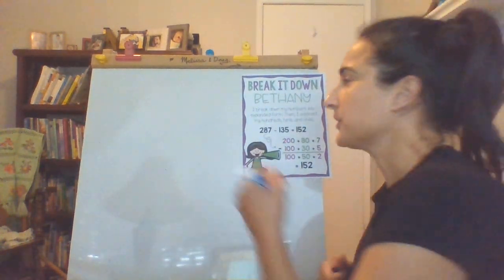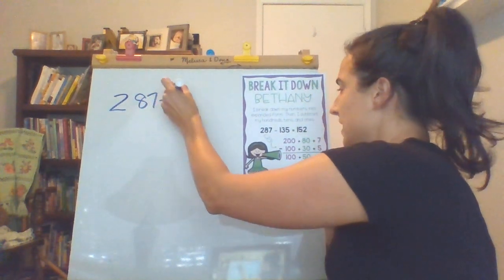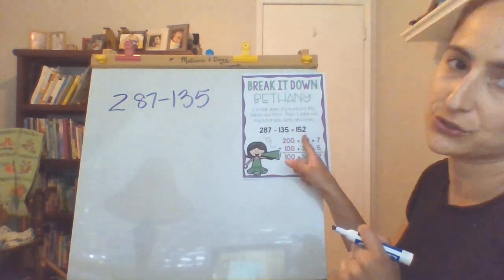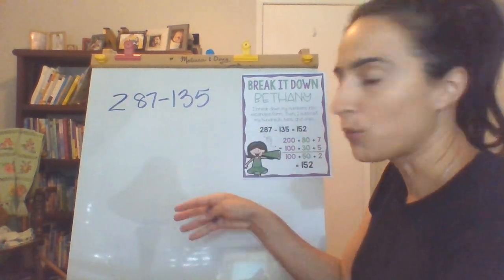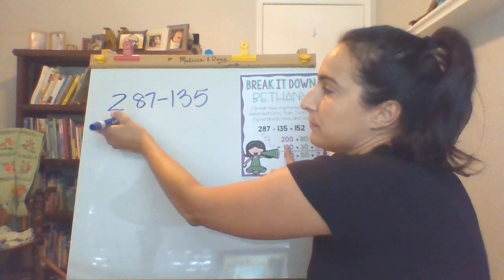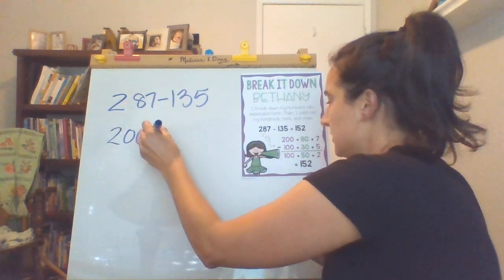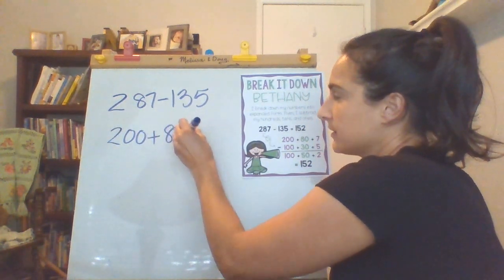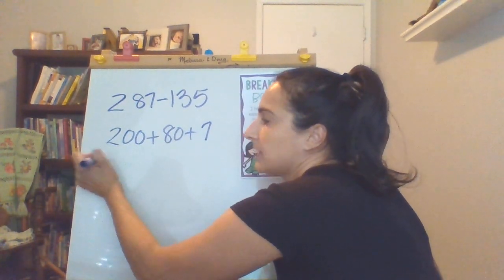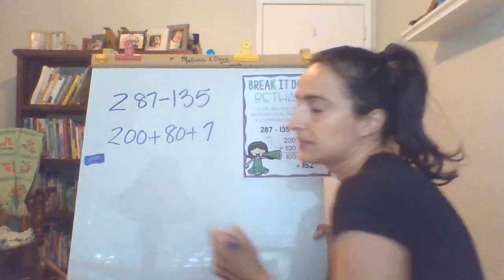We're going to use this example here. So I have 287 minus 135. Okay? I know my answer is already here. That's okay. I'm going to walk you through the steps. All right, so I'm going to break them each up into expanded form. 200 plus 80 plus 7. Okay? I'm going to subtract. So I'm going to put a subtraction sign here, a chunky monkey subtraction sign.